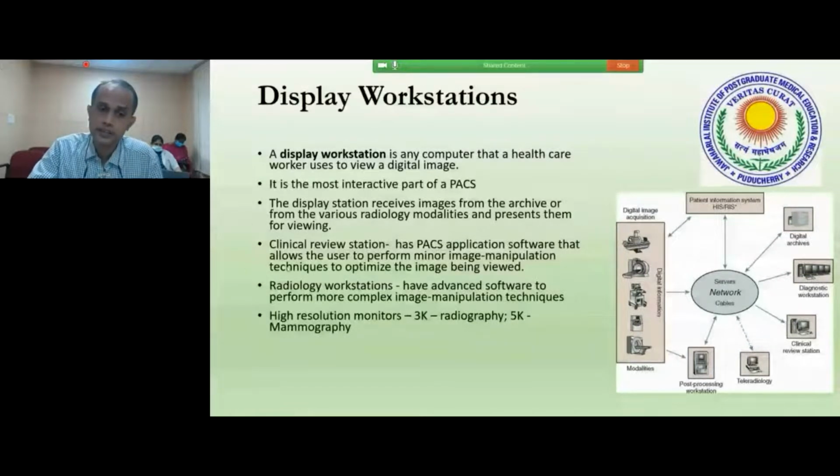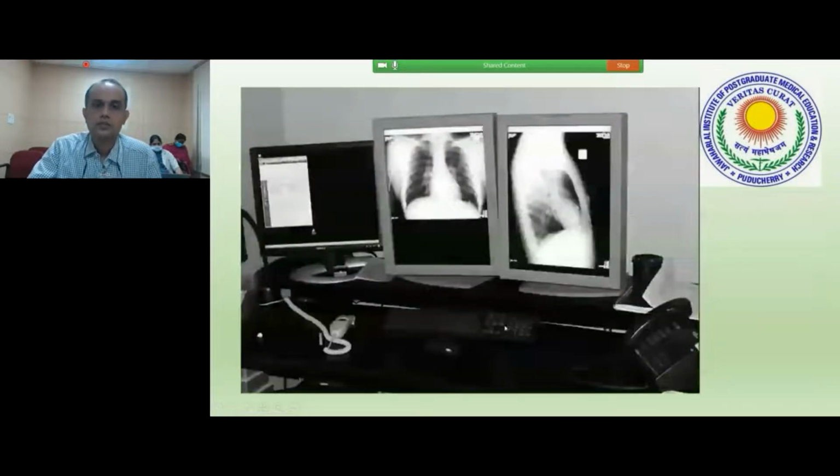So this is a limited view workstation which is available for the clinicians, whereas the radiology workstations have advanced software to perform more complex image manipulation techniques, and these are available with the radiologists. And usually the radiology workstations have high resolution monitors, usually in the range of 3K for radiography and 5K for mammography.